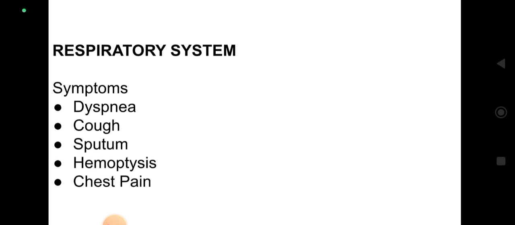Now, the important respiratory system symptoms are dyspnea, cough, sputum, hemoptysis, and chest pain. Dyspnea is defined as an abnormally uncomfortable awareness of breathing. Hemoptysis is the coughing of blood in the sputum.